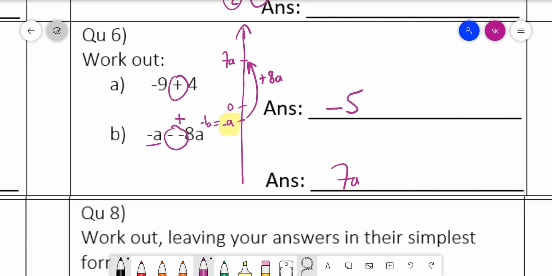So pause the video, make any notes that you need to. Press play when you're ready for number 7.